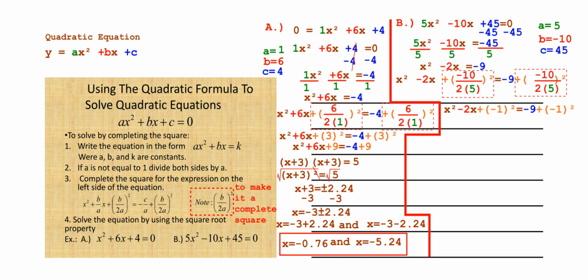So be careful on that one. Once we square it, we get a positive, agreed? So it's just a positive 1. So x squared minus 2x plus 1 equals negative 9 plus 1. Now let's simplify the right side. Negative 9 plus 1, negative 8.